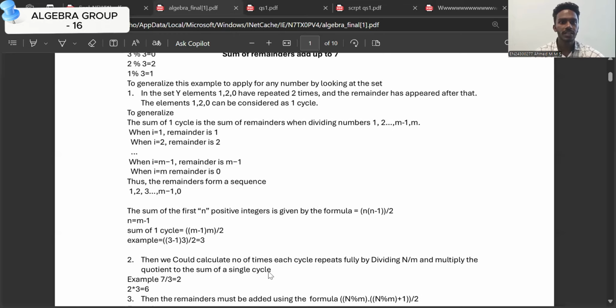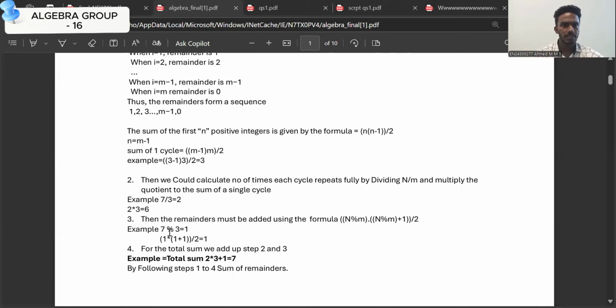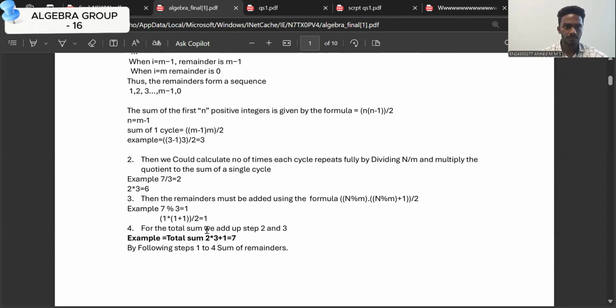To find how many cycles fit, divide n by m. From the above example, n divided by m comes to 2 cycles. Multiply this by the sum of one cycle. It is 2 times 3 equals 6. Add the remaining remainders using this equation. Adding all together gives us 7. By following these steps, we can calculate the sum of remainders.